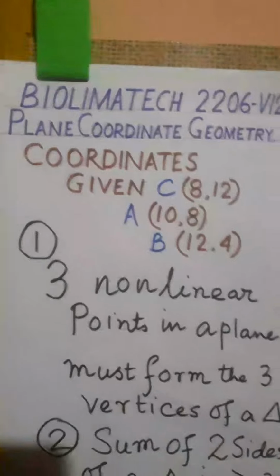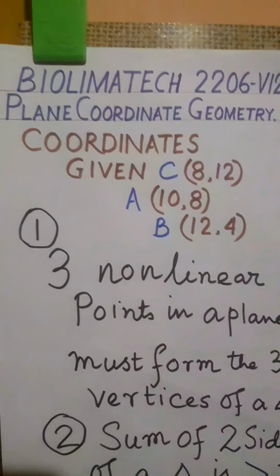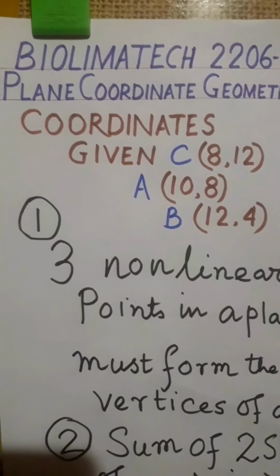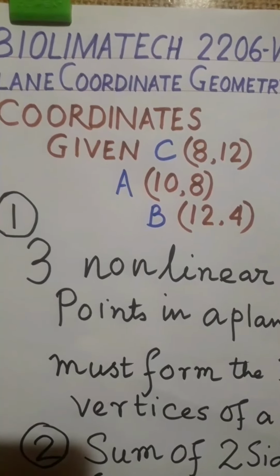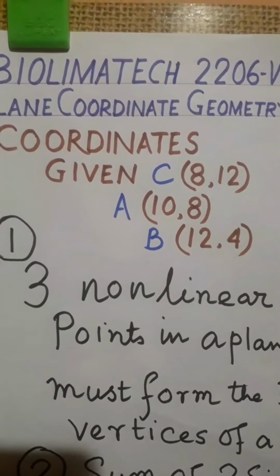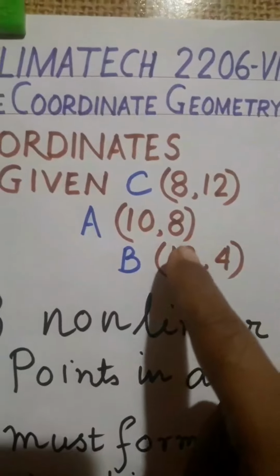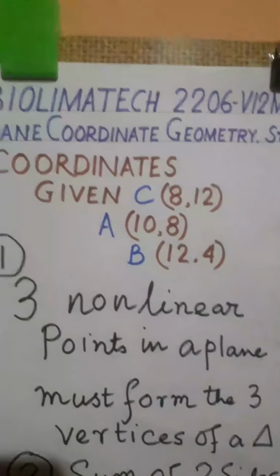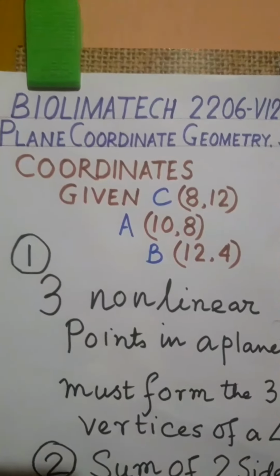Well, we shall now start with an illustrative example. Let there be 3 points given, points C whose coordinates are 8 and 12, point A whose coordinates are 10 and 8, and point B whose coordinates are 12 and 4. Let them be given. We have got to prove that these points are collinear.